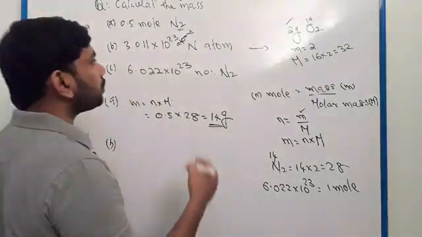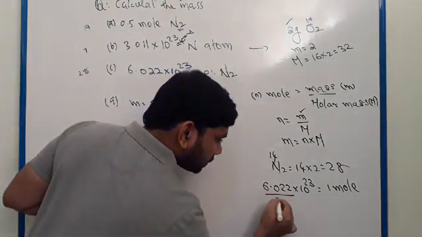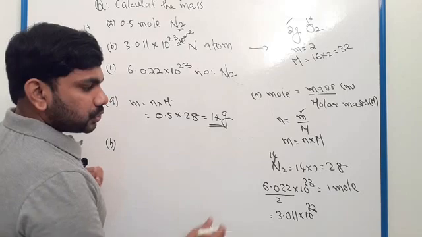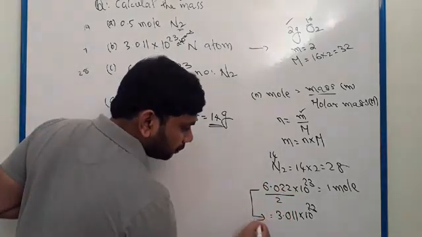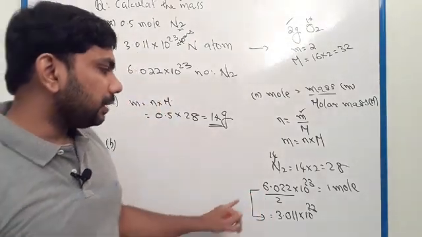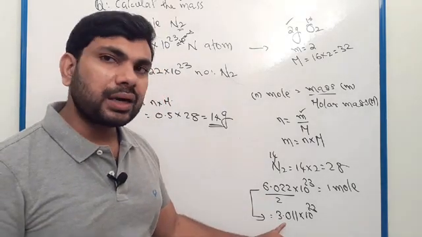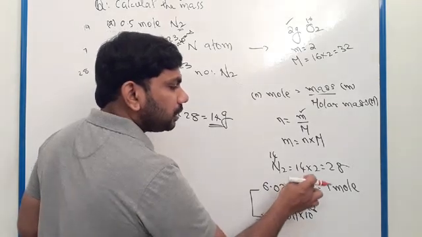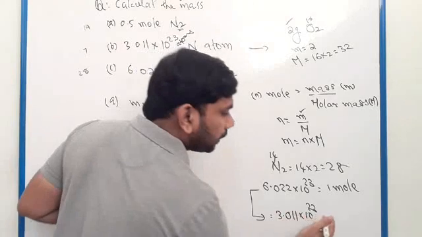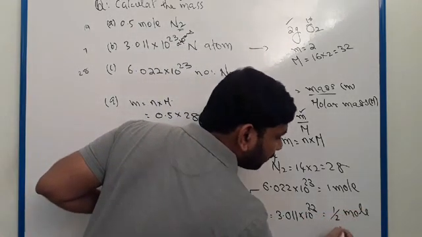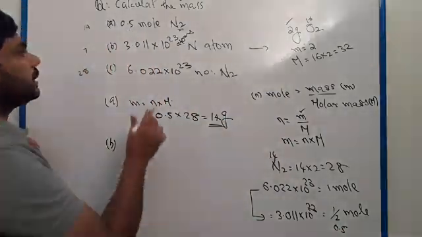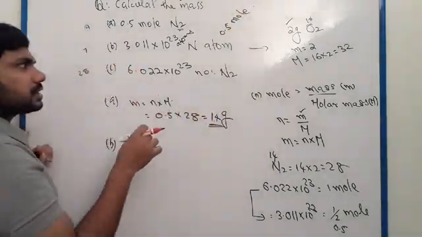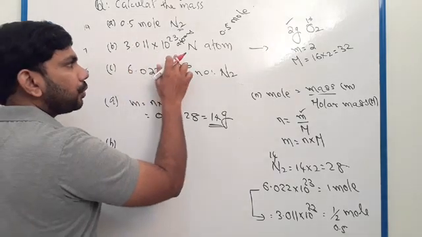But here it is given 3.011 × 10^23. When you divide 6.022 × 10^23 by 2, you get 3.011 × 10^23. So this is half of that. Since 6.022 × 10^23 is 1 mole, its half value will be half mole, which means 0.5. So 3.011 × 10^23 means 0.5 mole. The question asks to calculate the mass of 0.5 moles of nitrogen atoms.